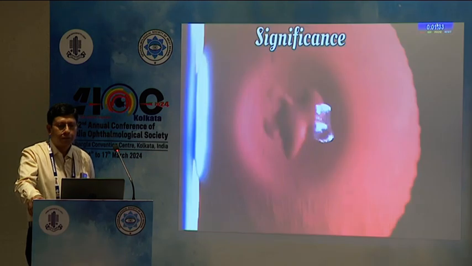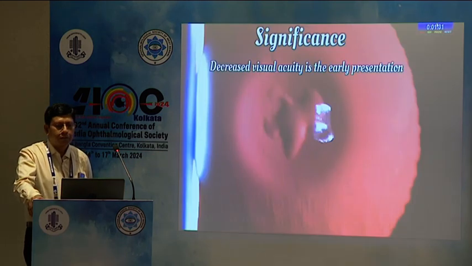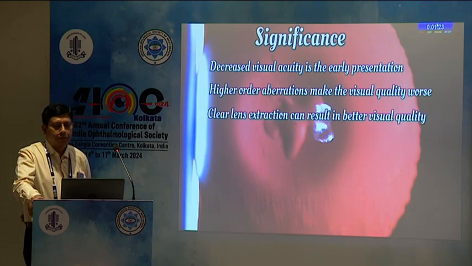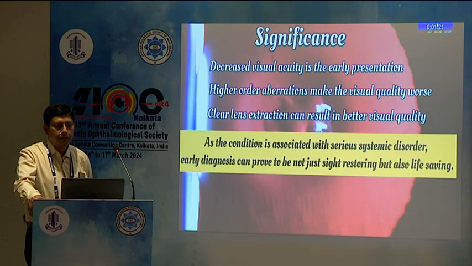Why this topic is important to discuss. Decreased visual acuity is a real trouble, but higher order aberrations make the visual quality worse. As the condition is associated with serious systemic illness, early diagnosis is immensely important.